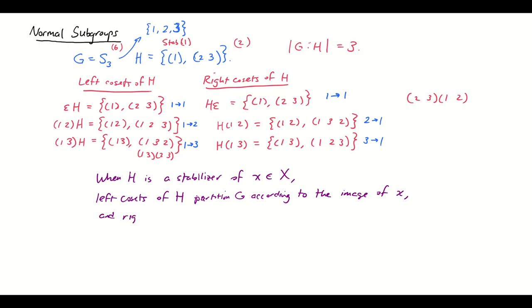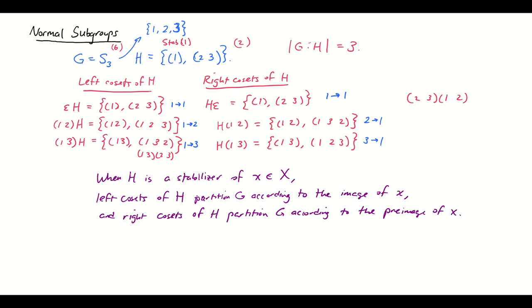And right cosets of H partition G according to the preimage of X. In other words, what is getting sent to X, which I think is pretty cool. That's something that personally I didn't understand about group actions until I'd studied them a few times. And then when I started studying group actions on geometric spaces, it became imperative that I understand that very well. So I developed that understanding later in life, and I'm hoping to share a little bit of that with you.